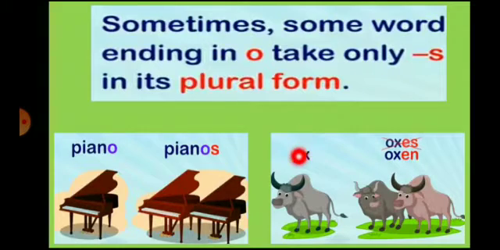Now, the word ox. We know that if there is X at the end, what do we have to do? We have to add ES to it, but that is not correct. Again, it is a naughty word. So, you have to add OXEN, oxen, to make its plural. Okay. So, you have to remember these two words.